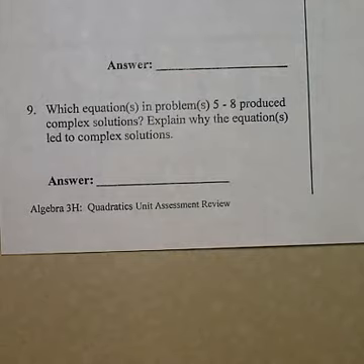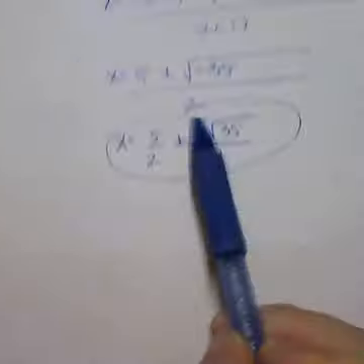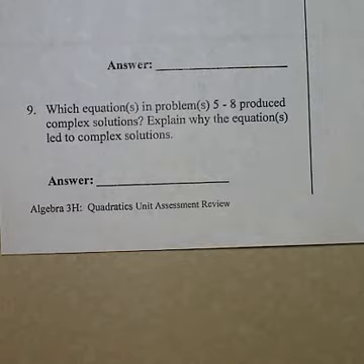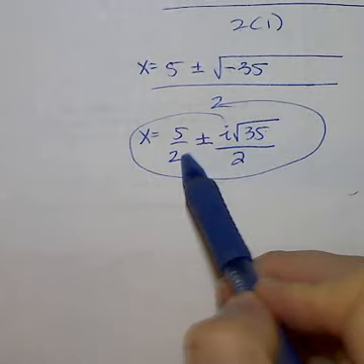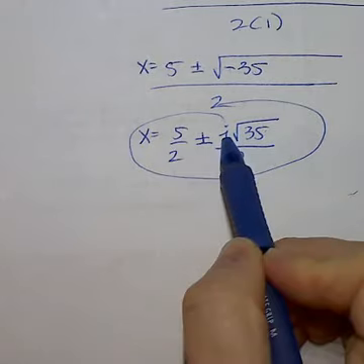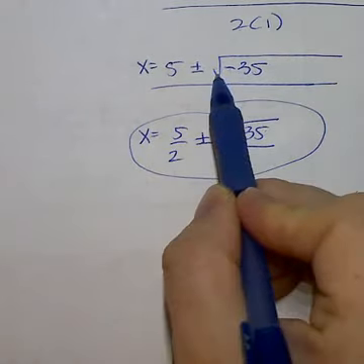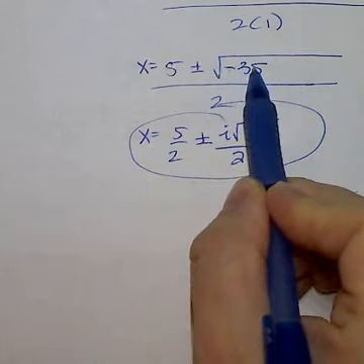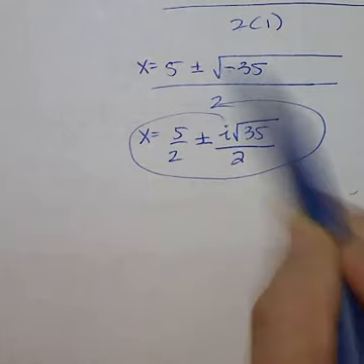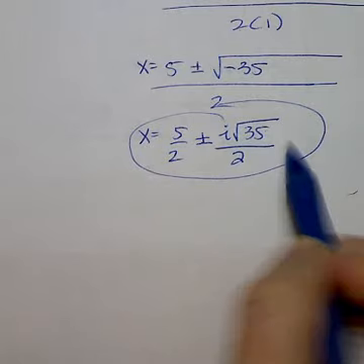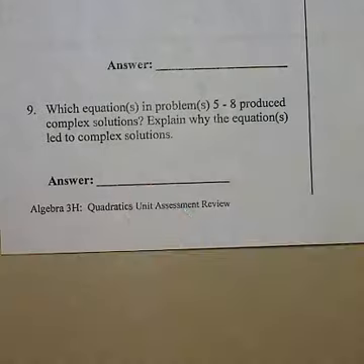Now, the reason for the answers, we have problems 5, 7, and 8. Let's talk about number 8. So this is problem 8. This is a complex solution because it has an i. Now, what led to it being a complex solution? We were asked to take the square root of a negative number, which is not possible. So the negative came out in front of the square root, becoming an i, which makes it now imaginary and complex. The same thing happened in number 7.